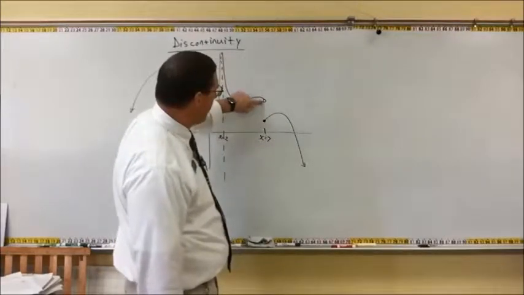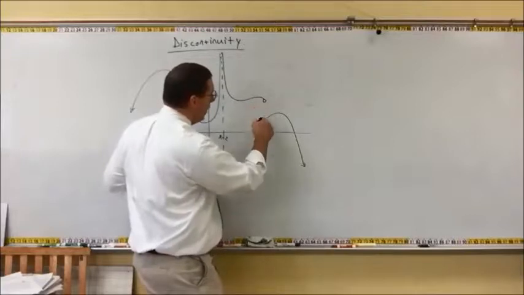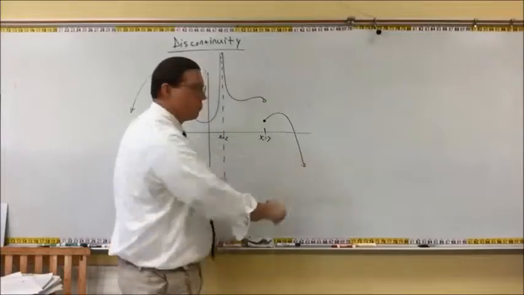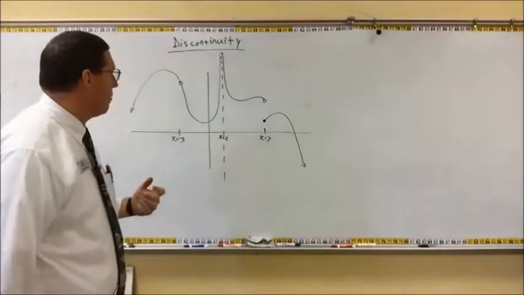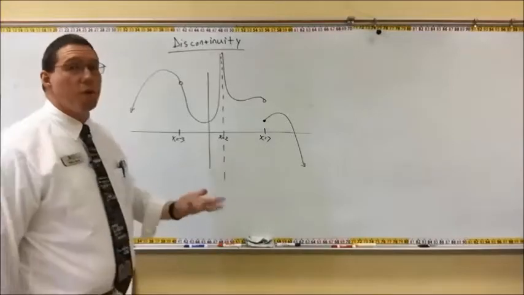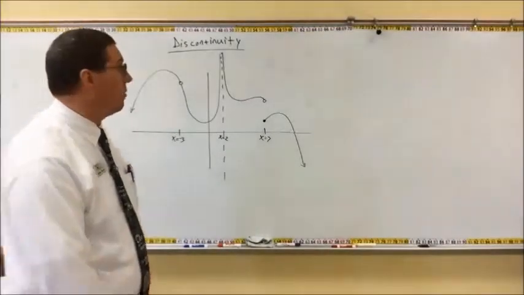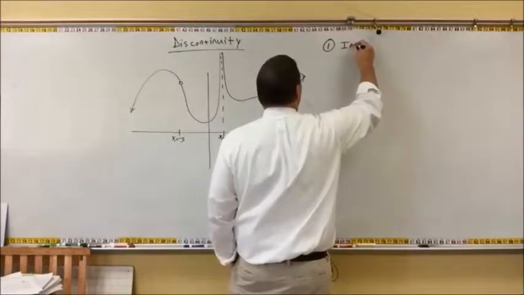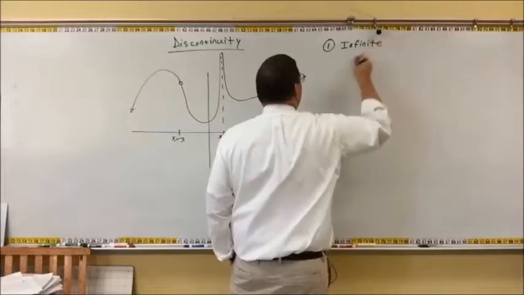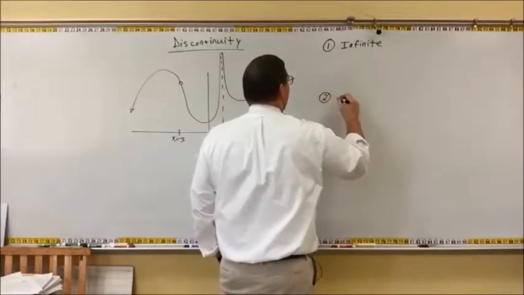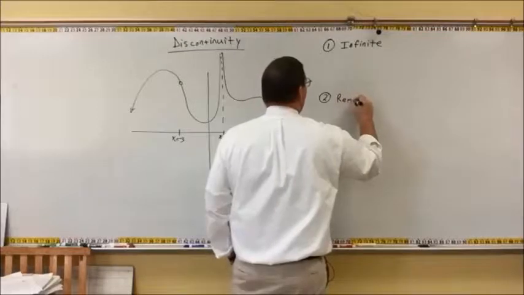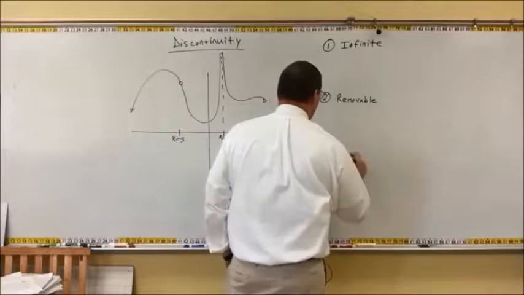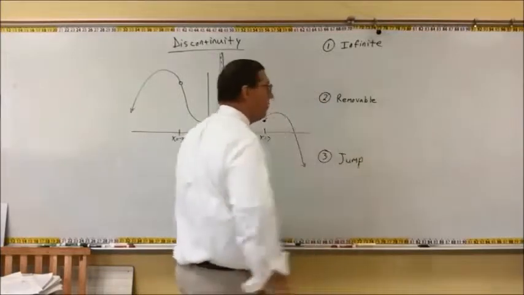So on the left side of 7, it approaches this height, but then it jumps down here, and then it picks up at this value, and it goes over here and curves and goes straight down. Okay? So we've got this graph. And here's what I want to show you, is that there's three main kinds of discontinuities. The first kind of discontinuity we call an infinite discontinuity. The second kind we call a removable discontinuity. And the third kind we call a jump discontinuity.